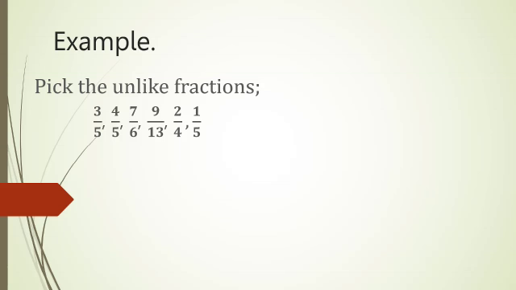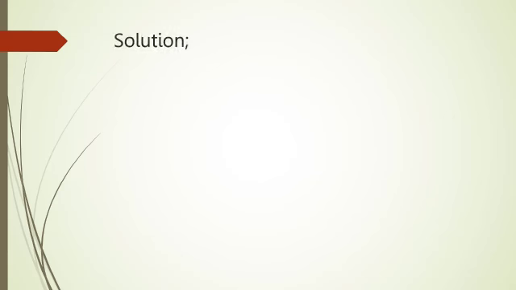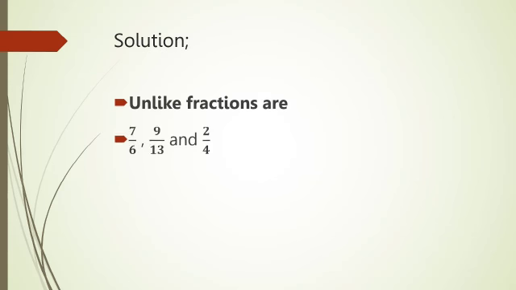Recall the definition of unlike fractions. The fractions having different denominators are called unlike fractions. From here we can see that 7 over 6, 9 over 13 and 2 over 4 are the fractions that are having different denominators. So unlike fractions are 7 over 6, 9 over 13 and 2 over 4.